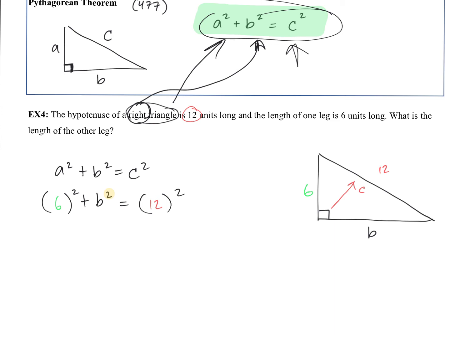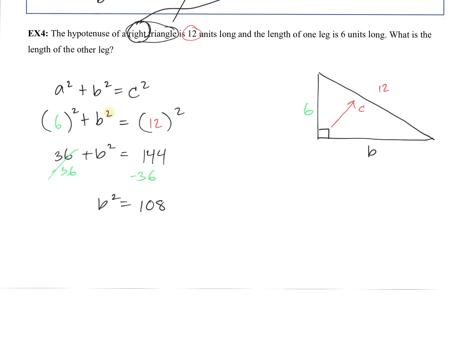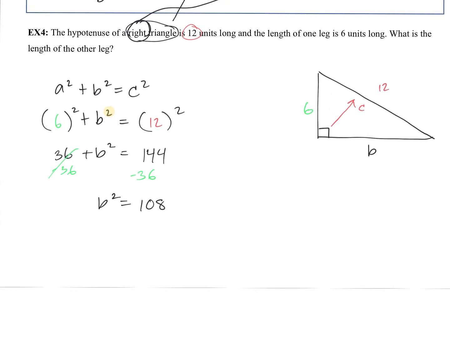Okay, so let's go ahead and solve. 6 squared is going to be 36, plus b squared is going to equal 12 squared, which is 12 times 12, which I believe is 144. All right, and then solving, let's go ahead and subtract 36 from both sides. We're trying to solve for b. Okay, 144 minus 36 is going to be 108. And then we're going to go ahead and take the square root of both sides.